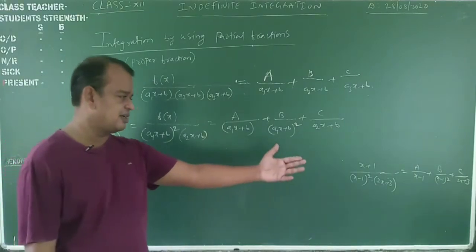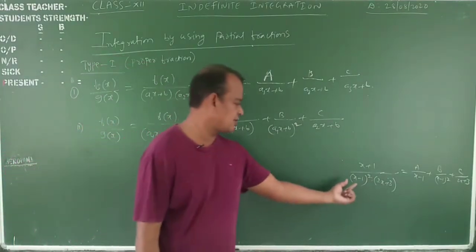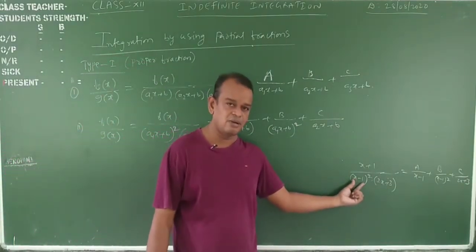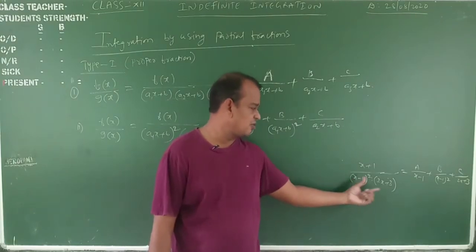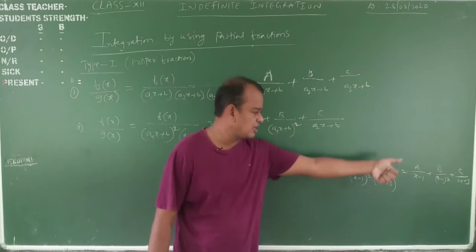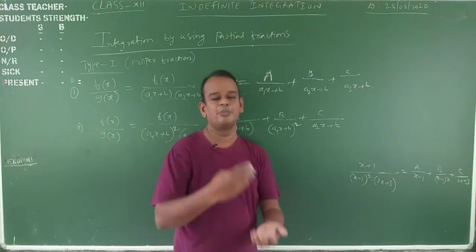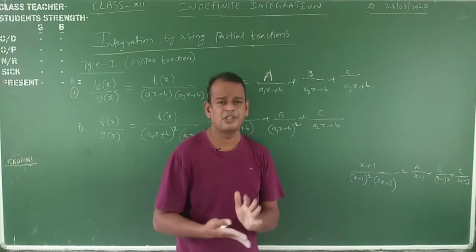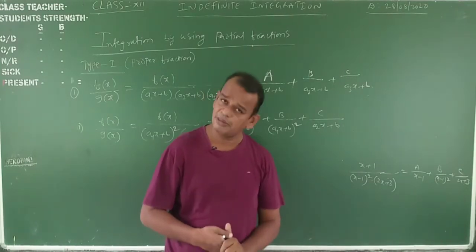After that, take the LCM. You have to do substitution. First you substitute x = 1. Whenever you put x = 1, you get the value of a. Put x = −3/2, you get the value of c. For b, compare the coefficient of x or coefficient of x² on both sides, whatever may be. Okay, my dear students.